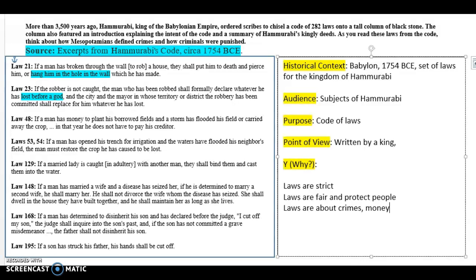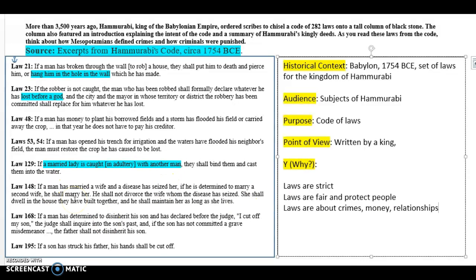If a married lady is caught in adultery with another man, they shall bind them and cast them into the water. Whew, we're back to those laws being harsh again. Yowza. But if you look, it's also talking about women and men in relationships, which sounds a little different. So I'm going to add that the laws are about crimes, money, and relationships. So it sounds like Hammurabi's trying to let his people know that he's looking out for them in lots of different situations. So it sounds like he wants a lot of different types of control.